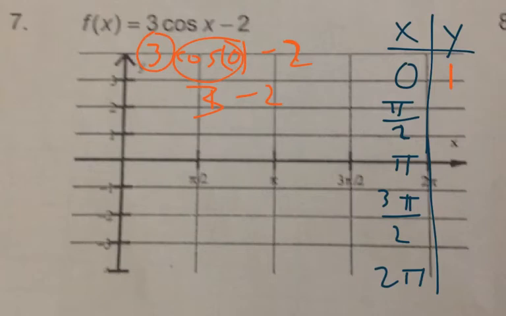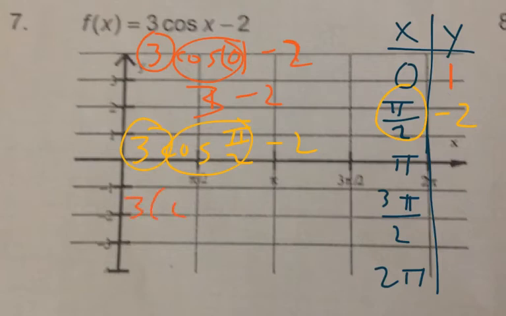Now I'm going to plug in the pi over 2. So 3 times cosine pi over 2 minus 2. Now the cosine of pi over 2, guys, I'm pretty sure is 0. Times 3 here is still 0. Minus 2 is negative 2. Now let's do pi.